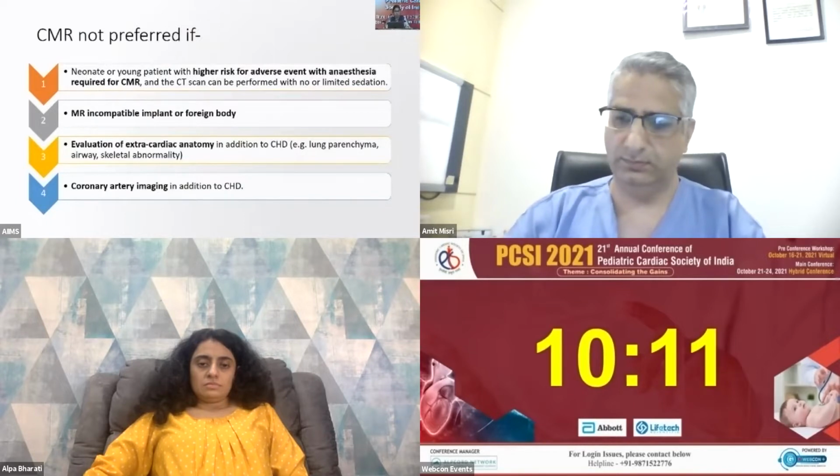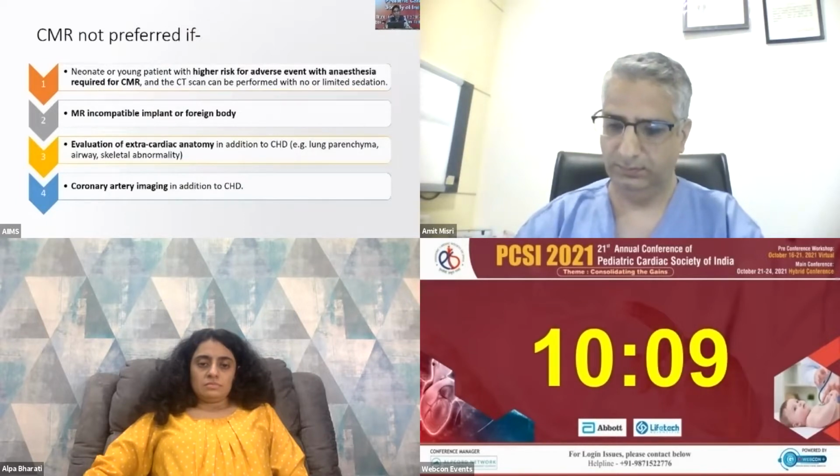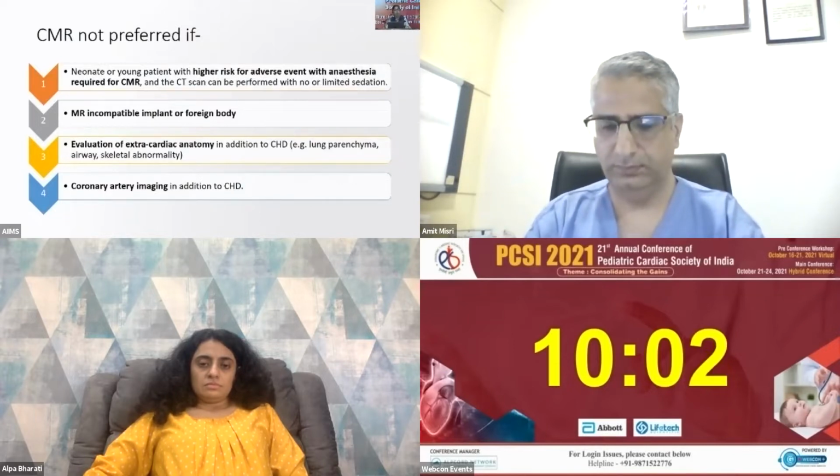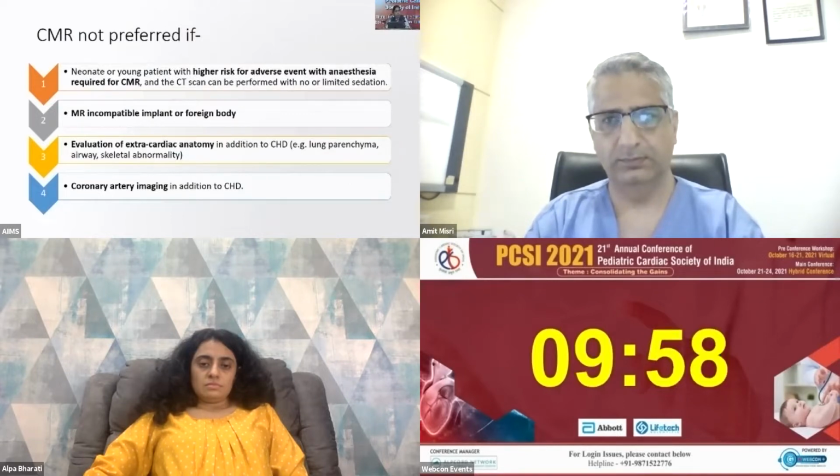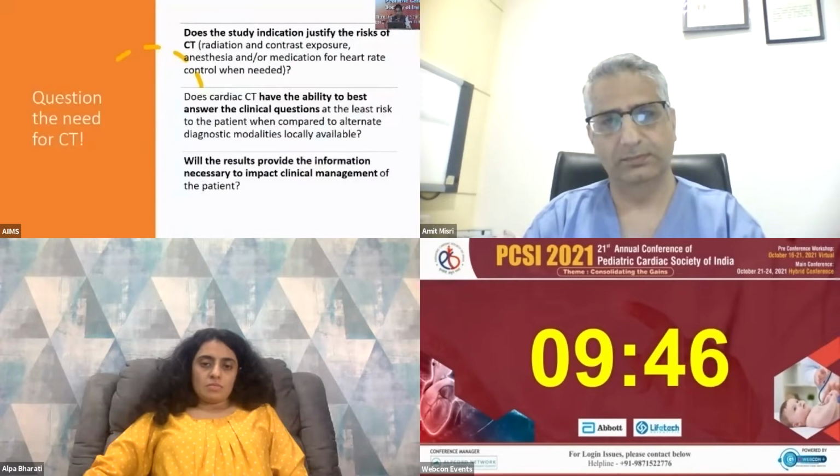Also, if the child has got MR incompatible implants or has got a foreign body which precludes putting him in the scanner. Then if you want to have a look at the lung parenchyma, skeletal abnormalities or airway problems, where CT would be a better modality to do. Also, if you want to evaluate the coronary arteries. So CMR would not be preferred if all these things are to be required.